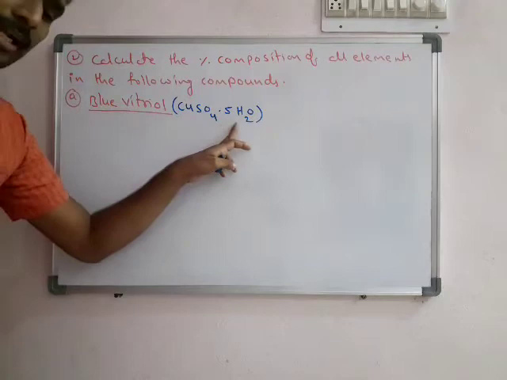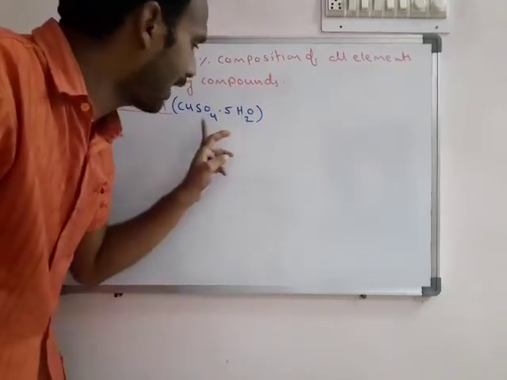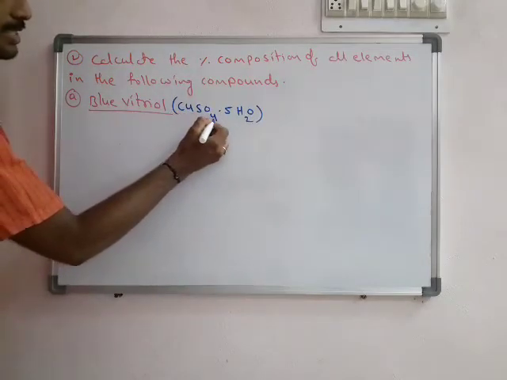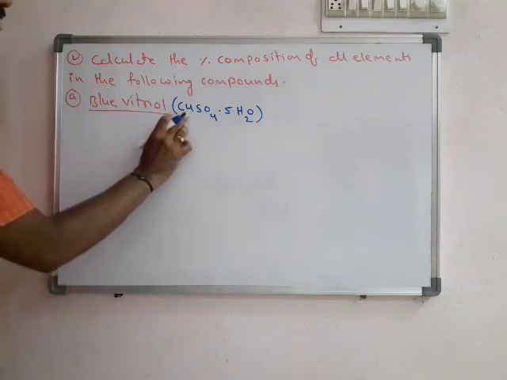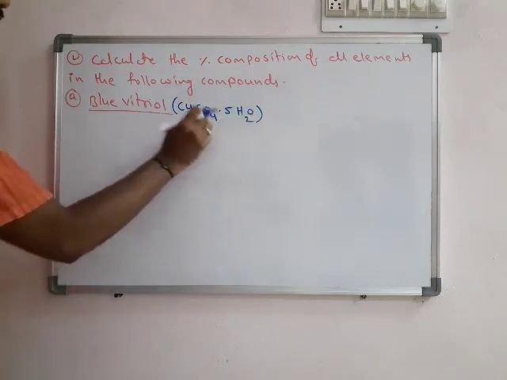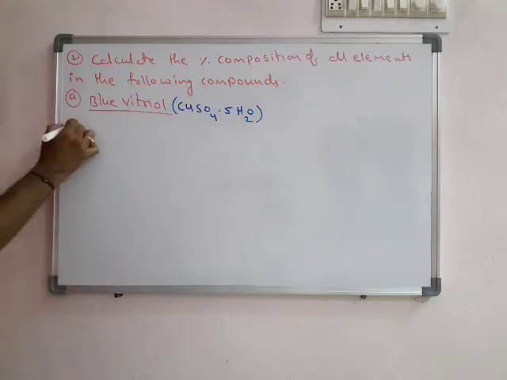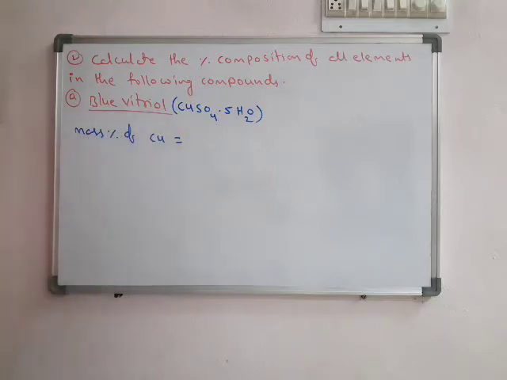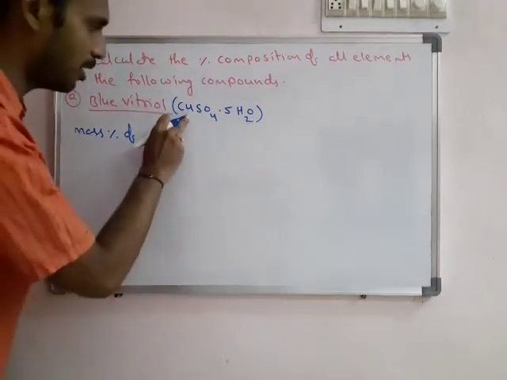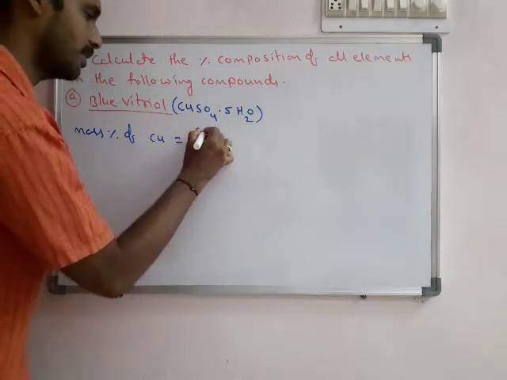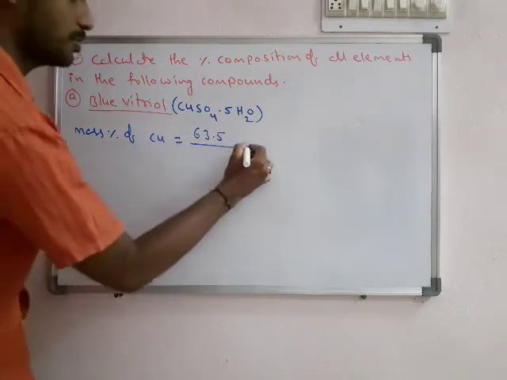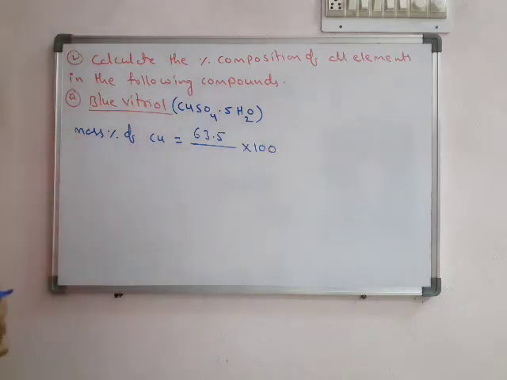We need to know the formula of blue vitriol: it is pentahydrated, 5 H2O molecules are present. So pentahydrated copper sulfate. Here we need to calculate the percentage of copper, sulfur, oxygen and hydrogen. How many types of elements are there? 1, 2, 3, 4. First, the mass percentage of copper. How many coppers are present here? Only one copper, that is 63.5, by the mass of the total compound. Finding the total compound mass is the important part.